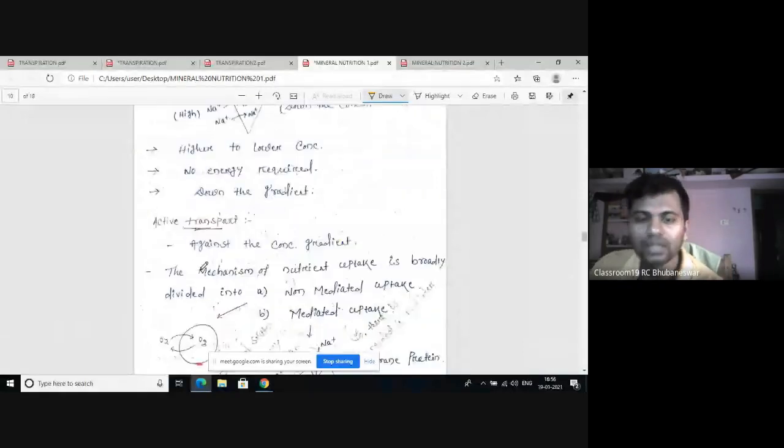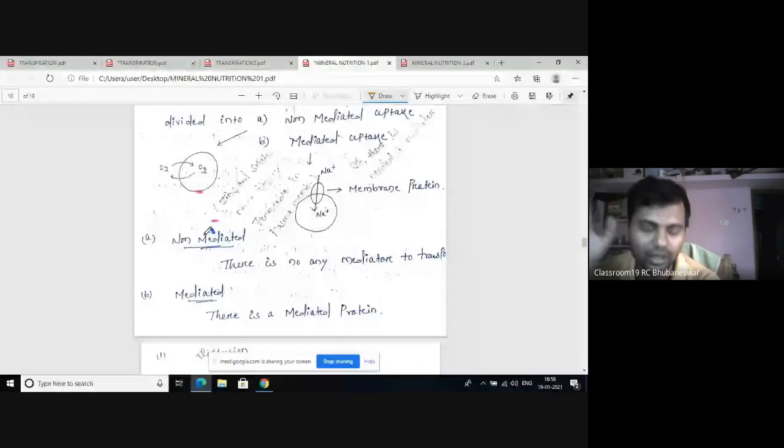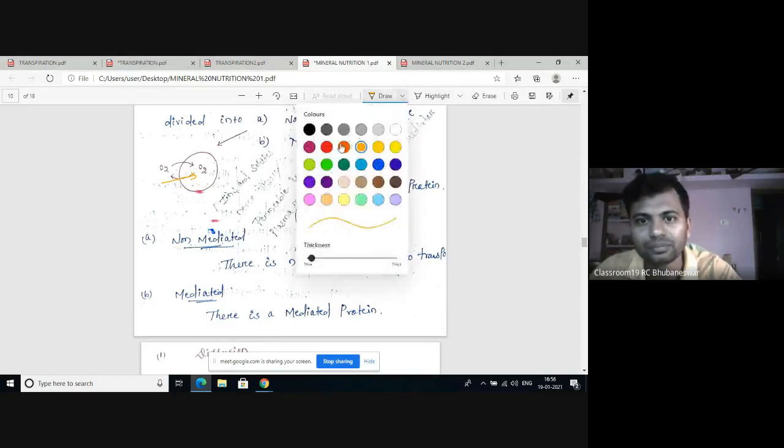And then look here. Generally, we have divided the complete transport process into two categories, whether active or passive. One is non-mediated, second is mediated. Non-mediated means any compound that directly enters the cell without the aid of anything. For example, oxygen can easily enter the cell without the help of any protein. So this is known as non-mediated.